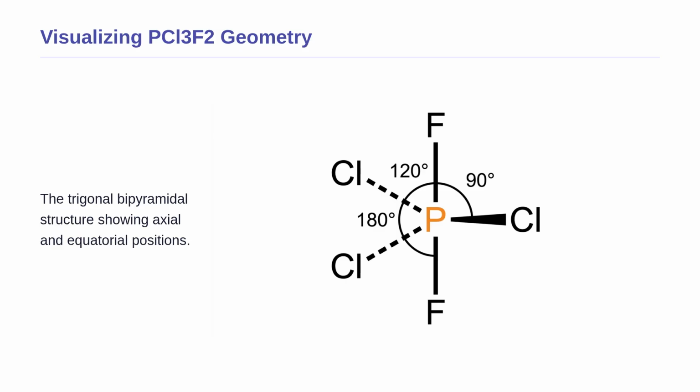You can clearly see the angles formed between these atoms. This visual representation is crucial for understanding how Bent's rule dictates the final architecture of the molecule, which we will calculate next.